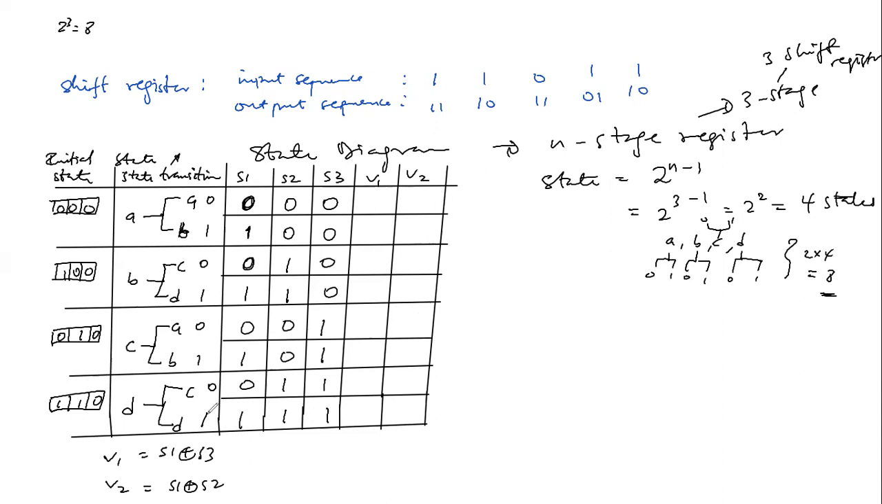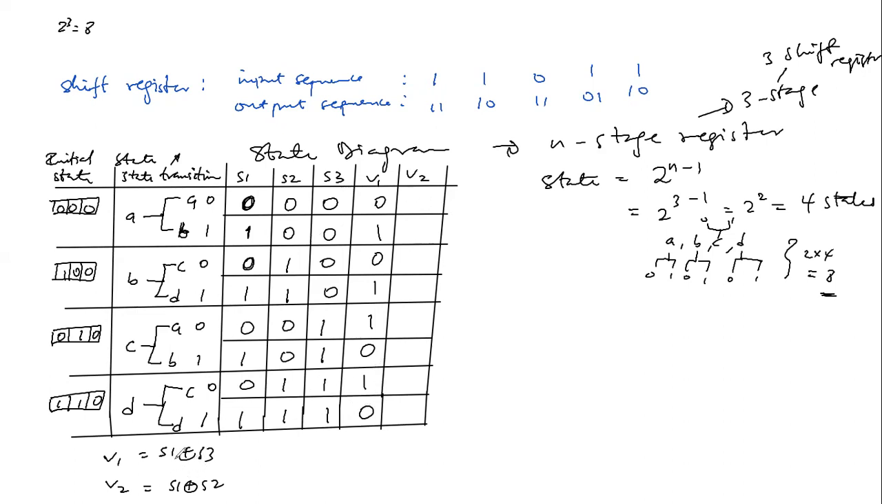Now, by using this, V1 will be S1 plus S3. So that's going to give us 0, 1. This is going to give us 0. It's going to give us 1. It's going to give us 1. 1 plus 1 is 0. This is going to give us 0. This is 1. 1 plus 0 plus 1, 1. Then 1 plus 1, 0.